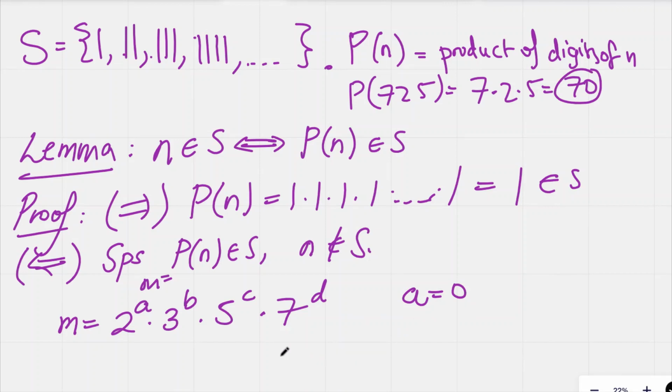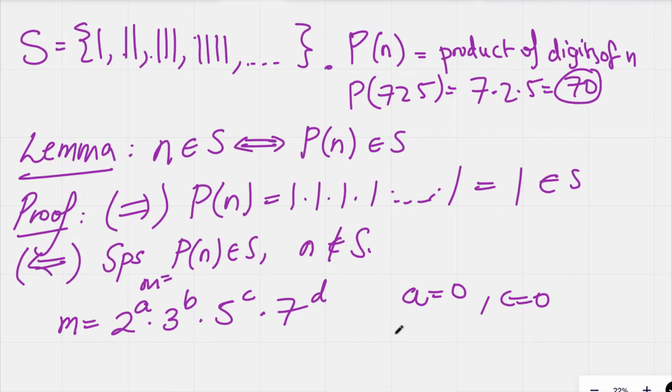And very similarly, I can also get that c equals 0. Because if c is at least 1, then I know that my number m is a multiple of 5, and that means it should end in a 0 or a 5, but clearly there are no numbers in S which end in a 0 or a 5. So that tells me a and c are both 0.